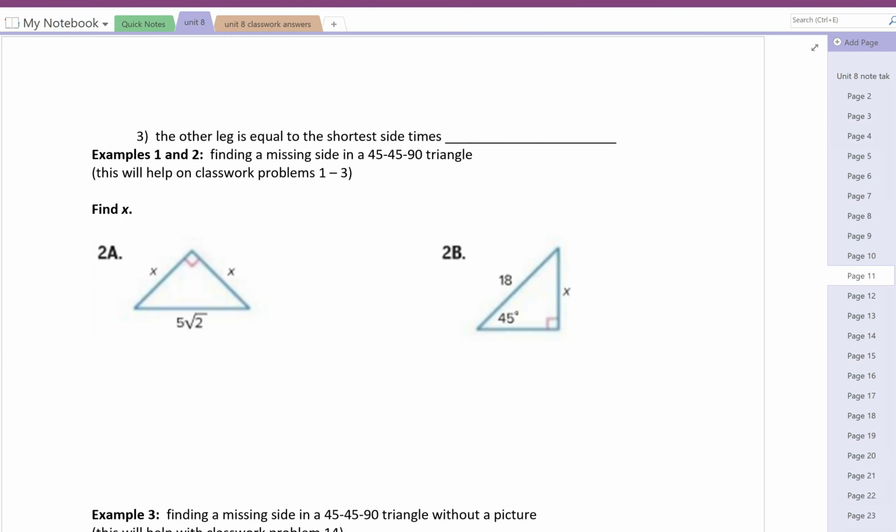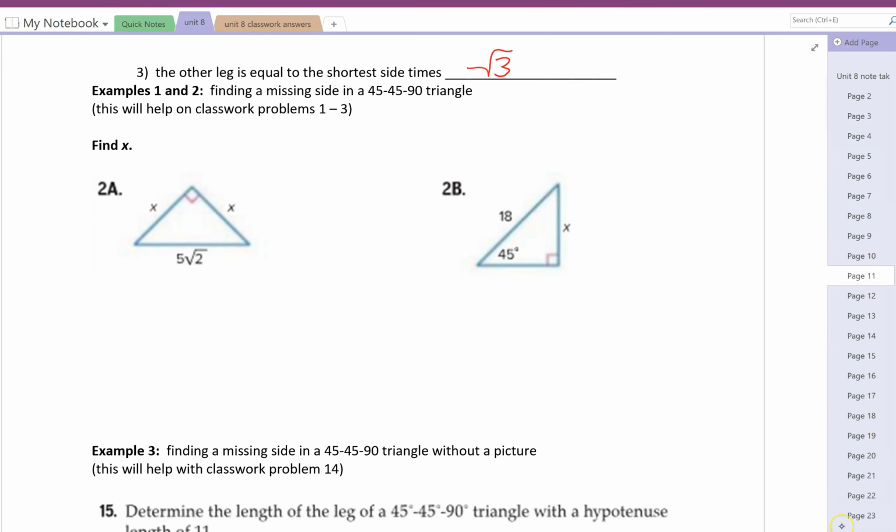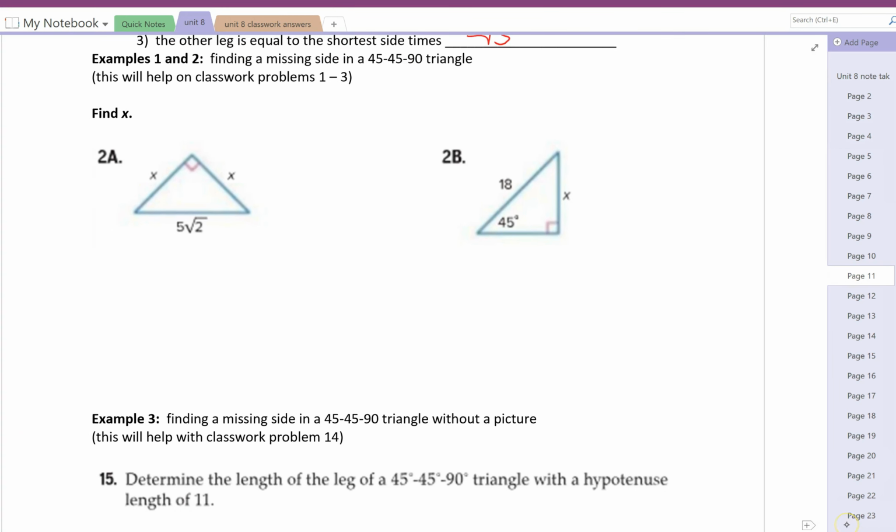So I didn't leave enough room on the last page, but this number 3 here follows up from the last page. The other leg, or the medium leg, is equal to the shortest side times the square root of 3. Okay, now a couple of examples. And I think after you do a couple of these, it'll make more sense.